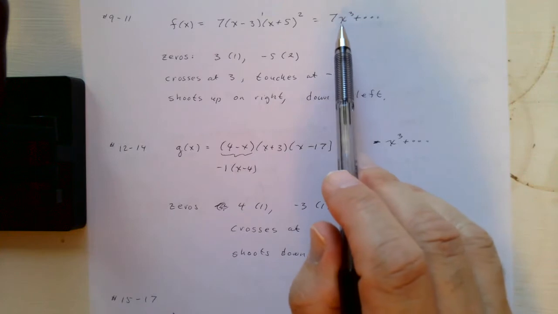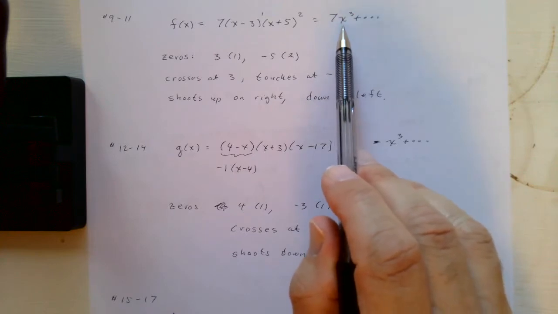You can see if you plug in a large positive value for x, this is positive. With a large negative value for x, this is negative.